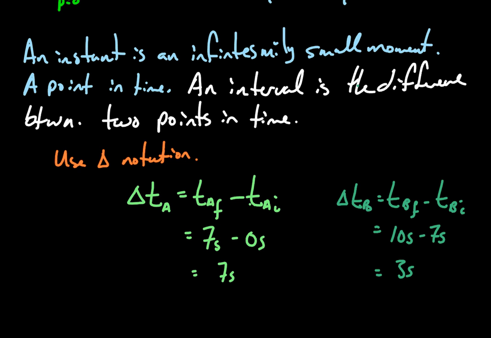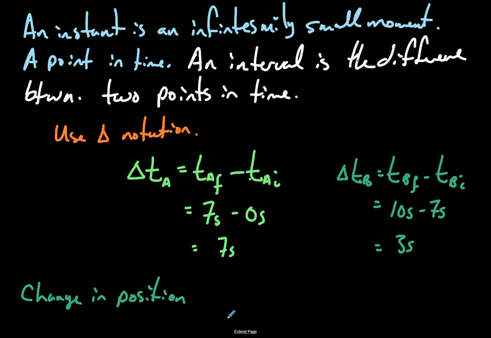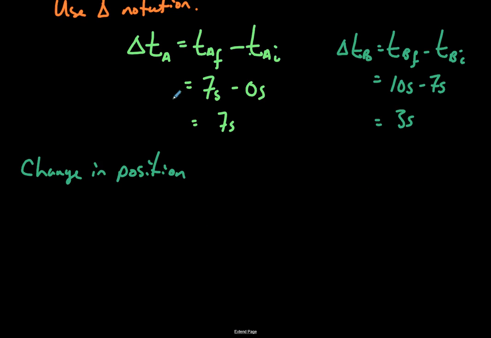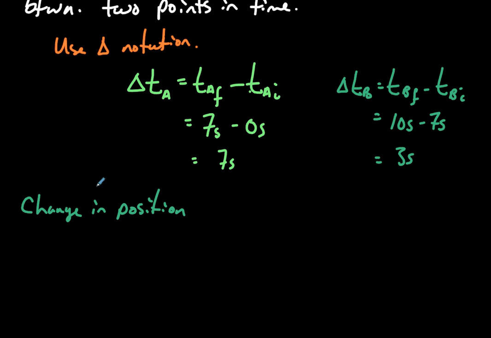All right, let's do the same thing for our changes in position. Okay, so a change in position has sort of a corollary to what we've just done here. So position is like an instant in space, if you want. It's your current place on the number line, and we call a change in position a displacement. Okay, so change in position is known as displacement.